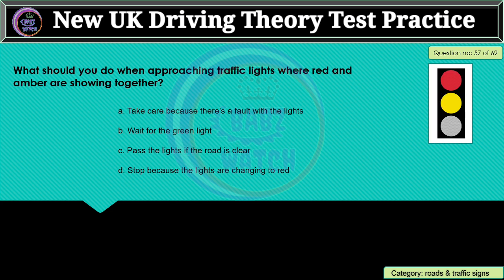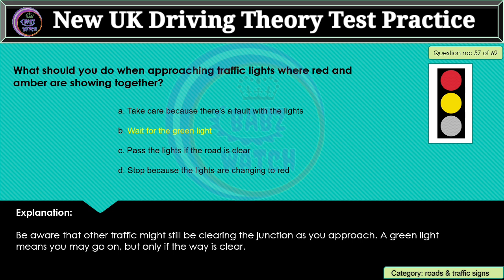Question 57 of 69. What should you do when approaching traffic lights where red and amber are showing together? A. Take care because there's a fault with the lights. B. Wait for the green light. C. Pass the lights if the road is clear. D. Stop because the lights are changing to red. The correct answer is B. Wait for the green light.